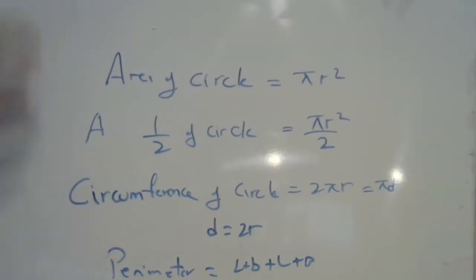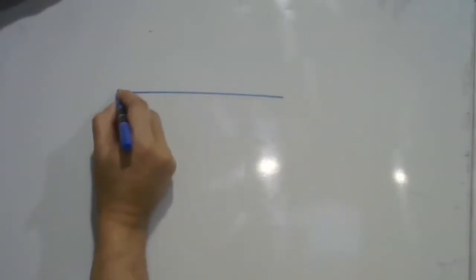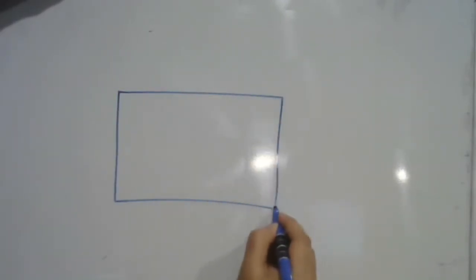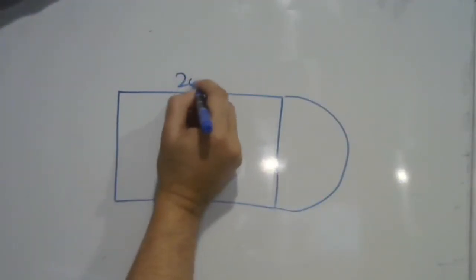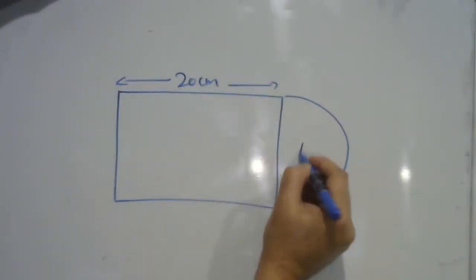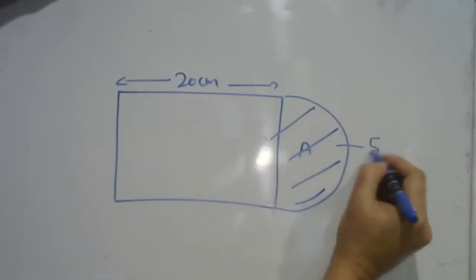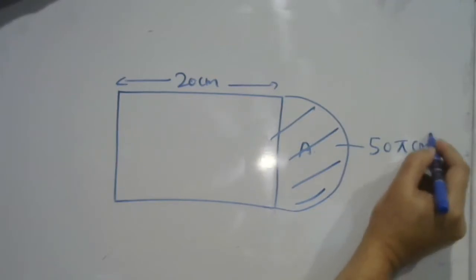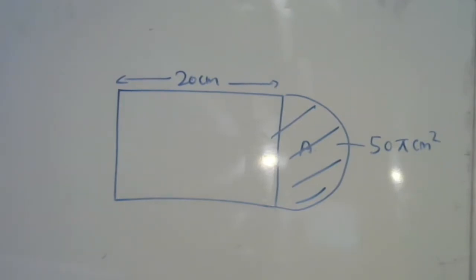Now let's go to the problem. Let's look at the shape. They tell you this length is 20 cm, and this area here is equal to 50 pi cm square. That's all the information you have, and you're asked to find the perimeter of the shape.